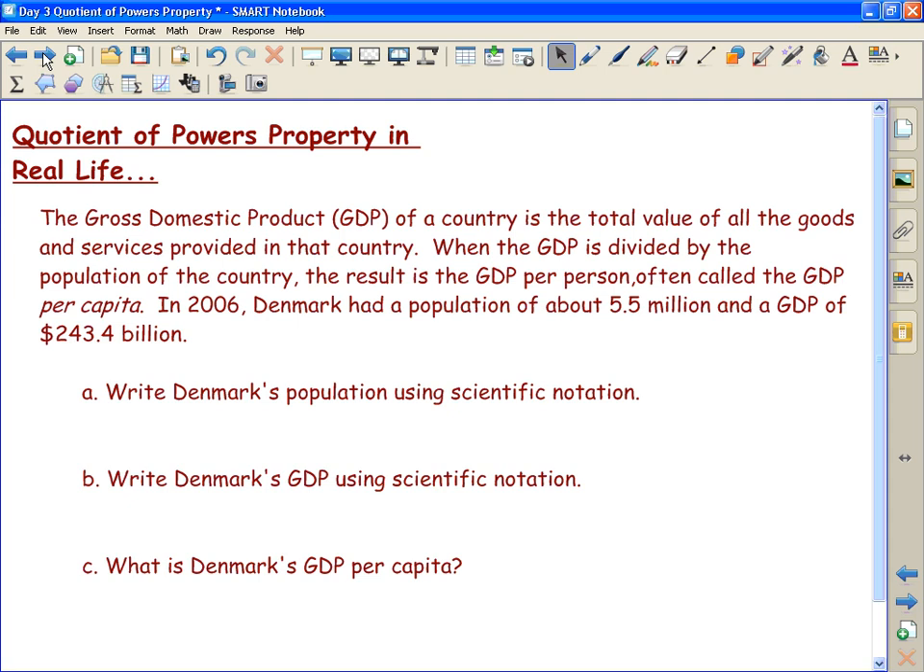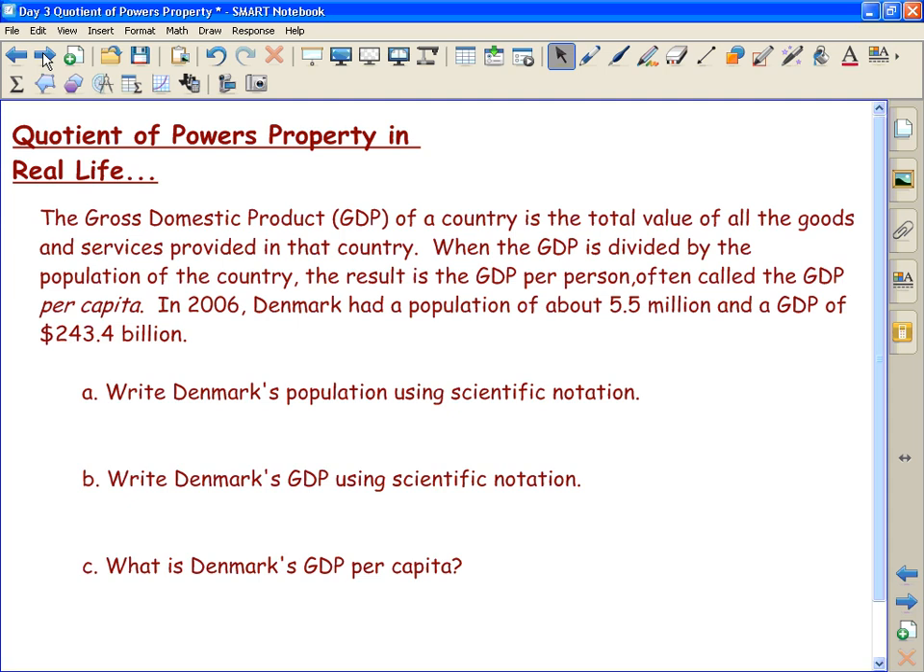And we can figure out how much it's worth by figuring out the GDP per person, or per capita. Okay, that tells us, per person, how much money everybody is worth.